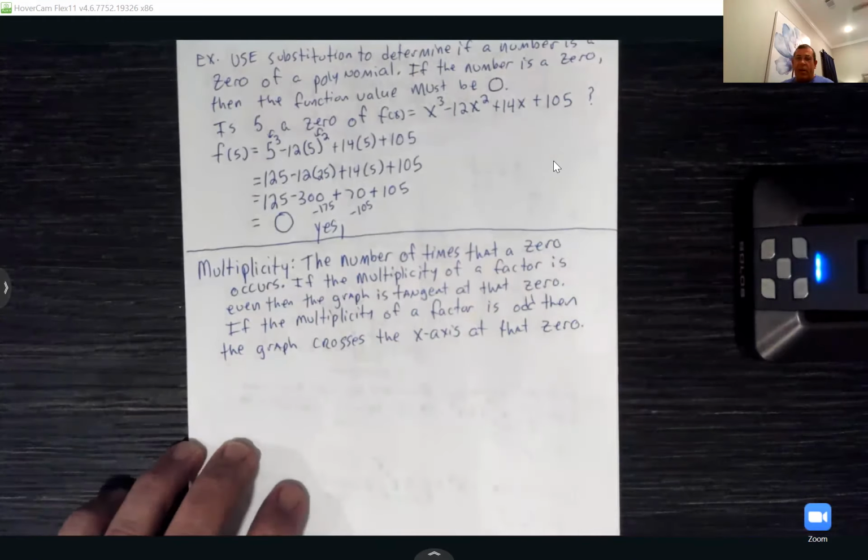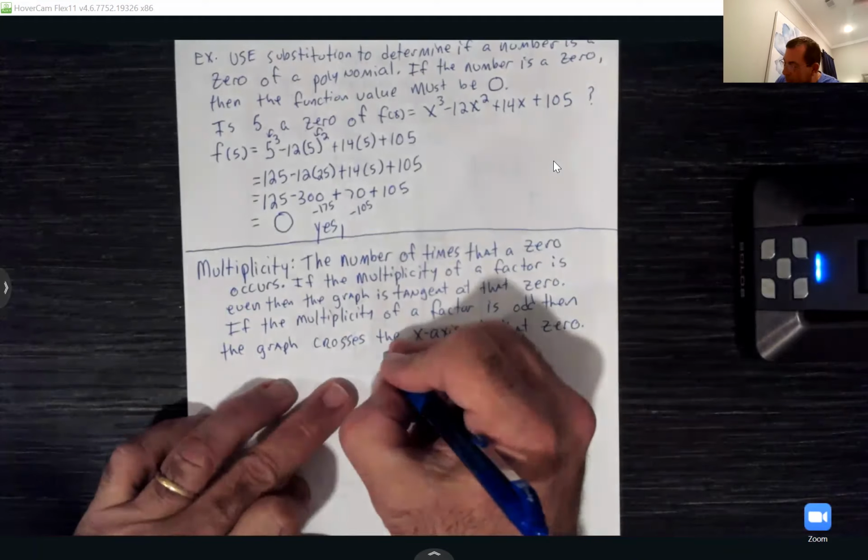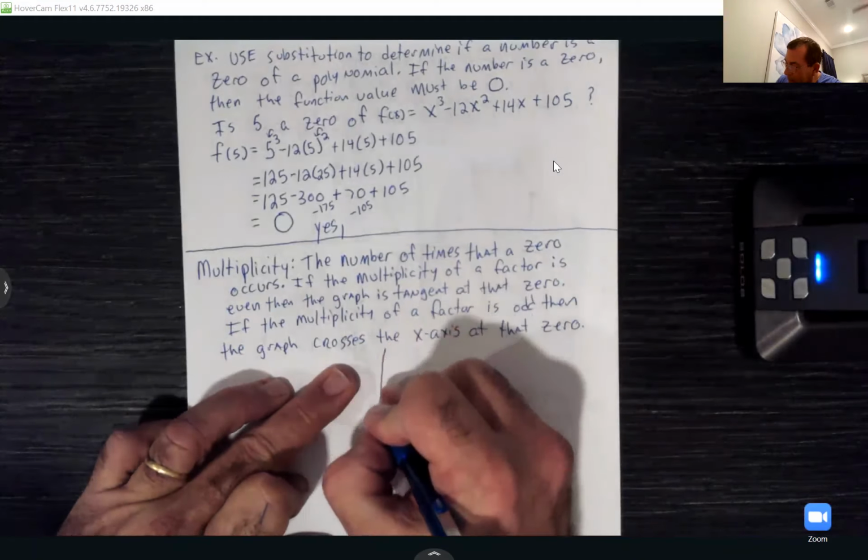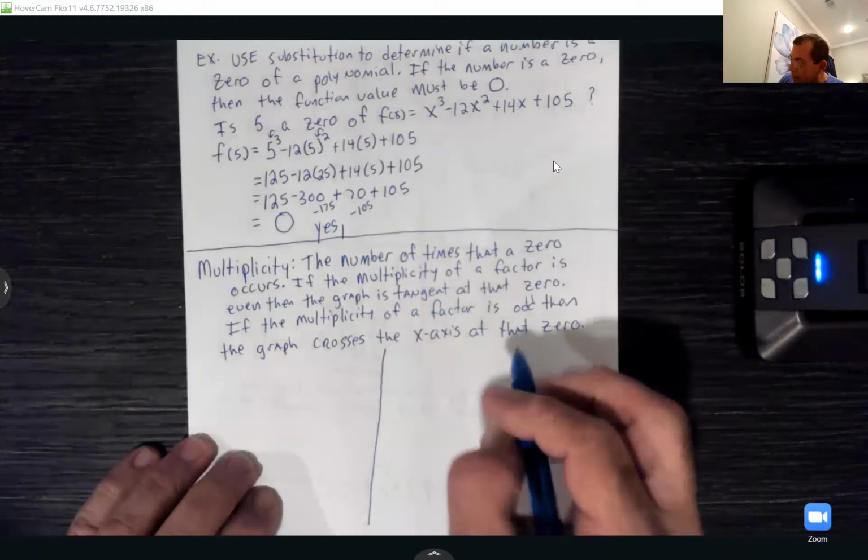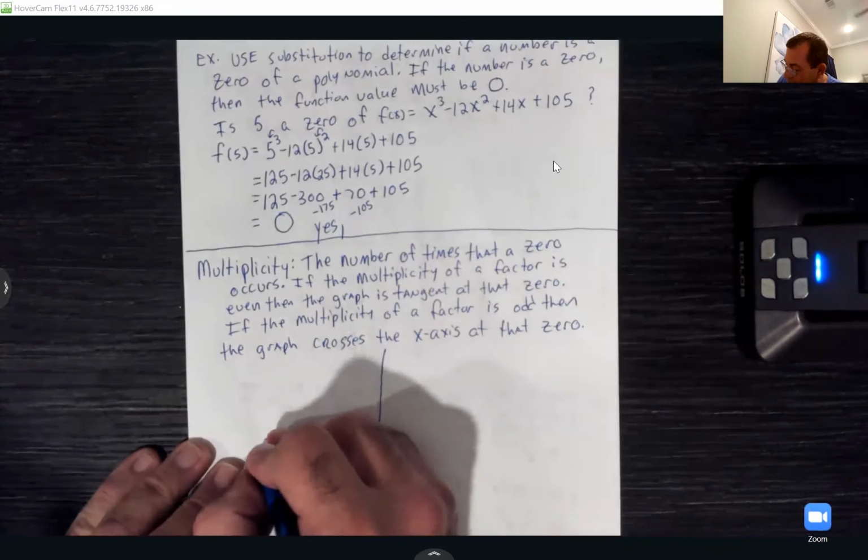So I'm just going to show you what I mean by that real quick. I want to show you what I mean by tangent and crossing over.